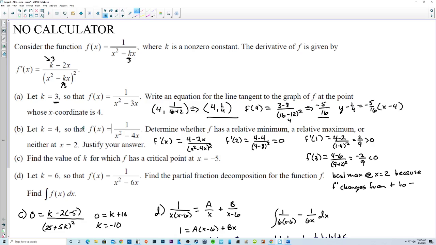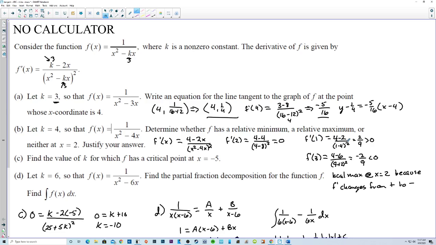Let k equal 4 so that the function is 1 over x squared minus 4x. Determine whether f has a relative minimum, a relative maximum, or neither at x equals 2 and justify your answer. So I found the derivative just by plugging in the k. K is 4. So plug in 2, you get 4 minus 4 over 4 minus 8, and that's going to be 0. So now we do have a min or a max there, possibly. There is potential now.